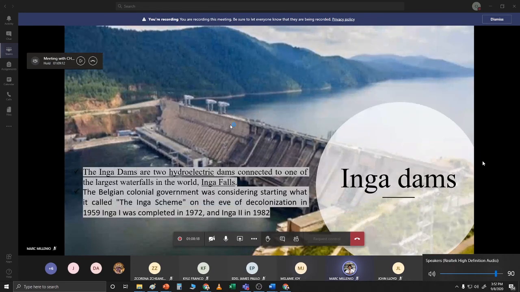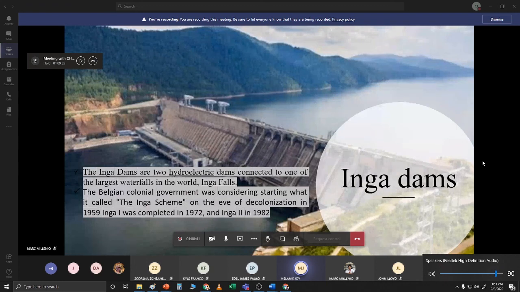So, yung last po sa Africa is the Inga Dam. Ito pong Inga Dam is nagko-consist po siya ng two hydroelectric dams, which is yung Inga 1 at saka yung Inga 2. Itong dam na po to is nakakonekta po siya sa largest waterfall, which is the Inga Falls.